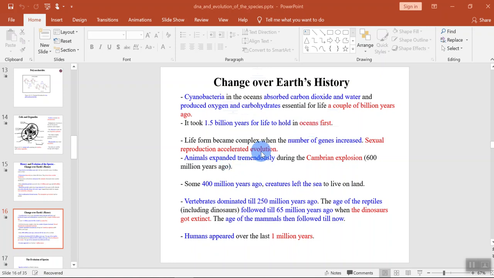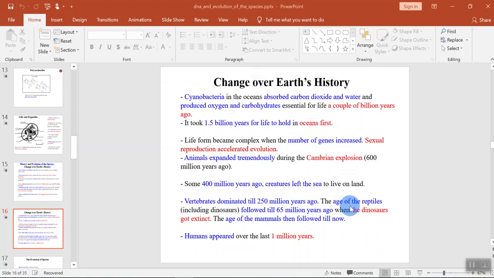Life form became complex when the number of genes increased. Sexual reproduction accelerated evolution. Animals expanded tremendously during the Cambrian explosion. Some 400 million years ago, creatures left the sea to live on land. The vertebrates dominated till 250 million years ago.